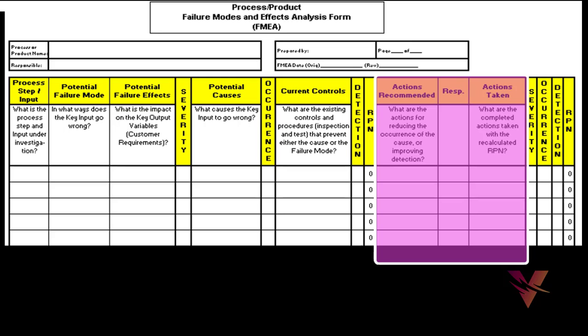So finally after implementing, what will be the severity, occurrence and detection, and finally we need to calculate again the risk priority number after implementing. So of the risk priority number which we calculate, we need to compare before implementation and after implementation. So if the risk priority number has been reduced, then we can conclude our solution which we have implemented to overcome the problem is successful.